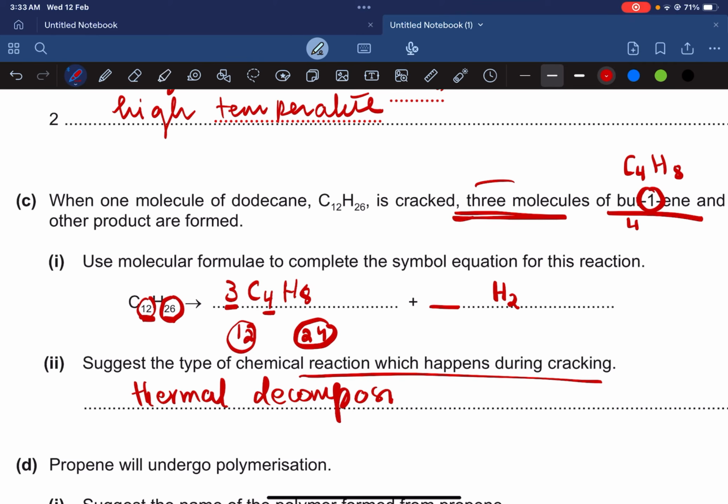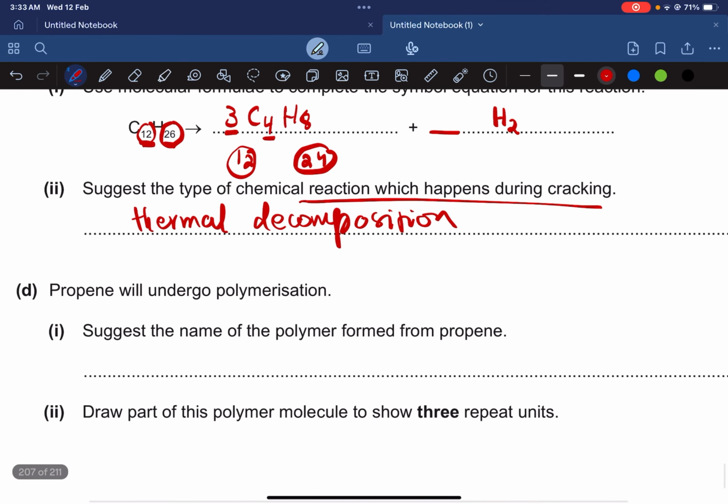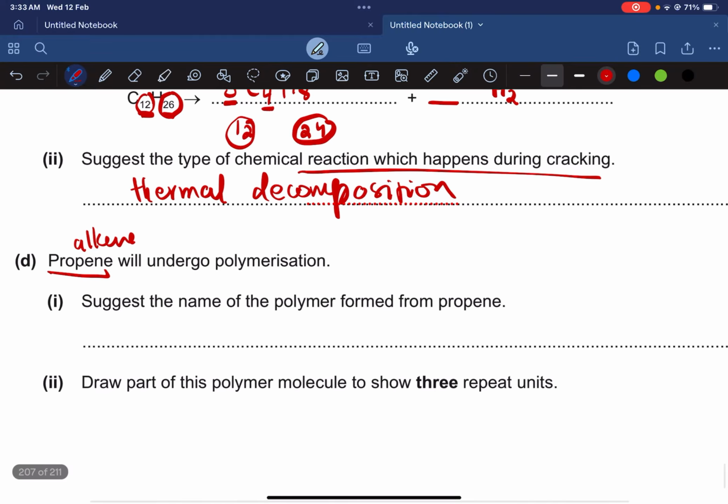Next is propene, which is an alkene, will undergo polymerization. Suggest the name of the polymer formed from propene. Whenever you need to form a polymer, just write down poly in front of the monomer. So poly, the monomer is propene. The monomer is basically the small unit from which the polymer is formed. So it's going to be polypropene. Draw part of this polymer molecule to show 3 repeat units.